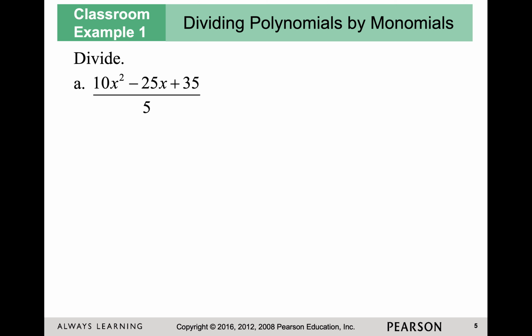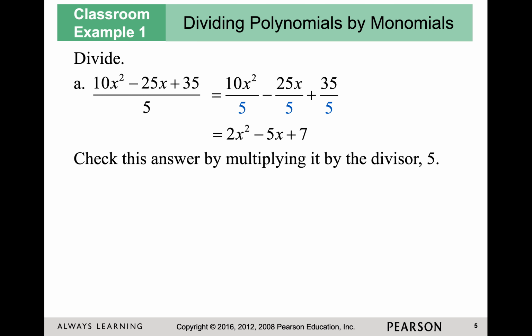So if I have 10x squared minus 25x plus 35 divided by 5, it's like I took each one of those terms and divided them by 5. Then I'm going to complete the reduction. 10 divided by 5 is 2, 25 divided by 5 is 5, 35 divided by 5 is 7. So there is my simplified resulting polynomial.